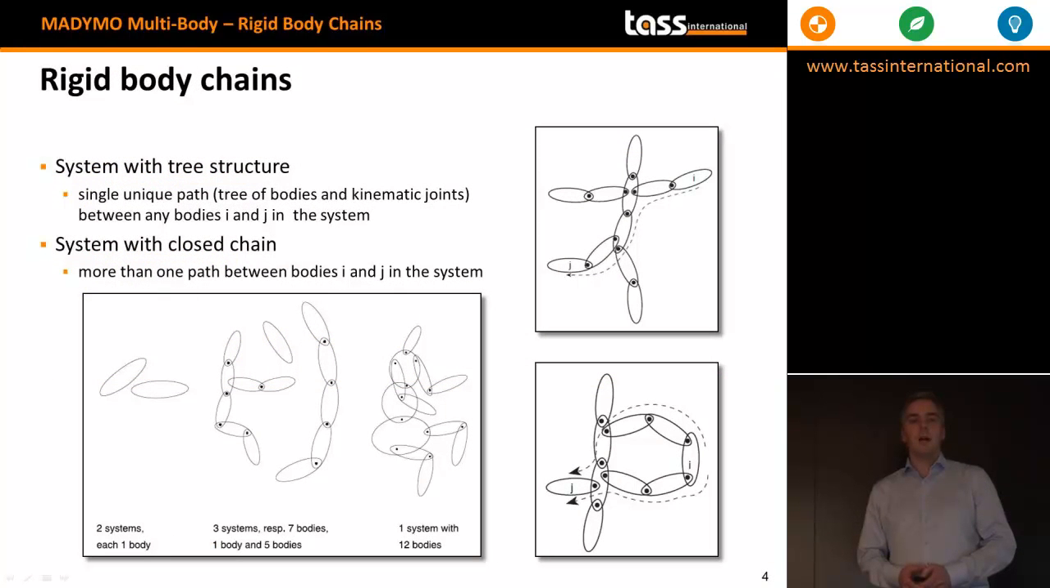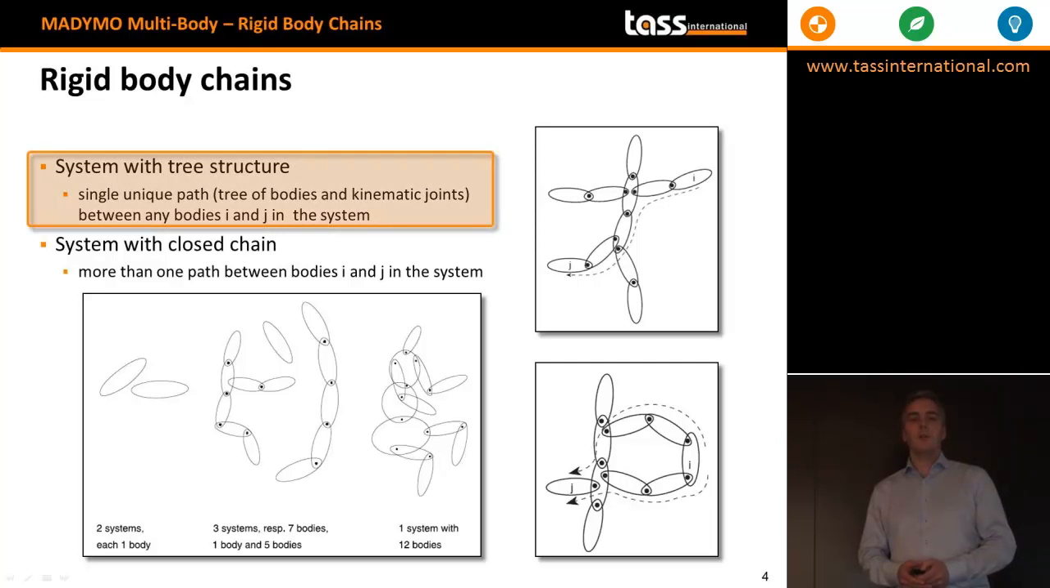Rigid body chains in MADYMO can be of two types. One type is a system with a tree structure, and the other one is a closed chain. In an open chain system with a tree structure, basically every rigid body has only one parent joint. In a closed chain, there are multiple paths from one body towards another, as you can see in the lower right picture on this slide. In this session we will focus on the systems with tree structures.